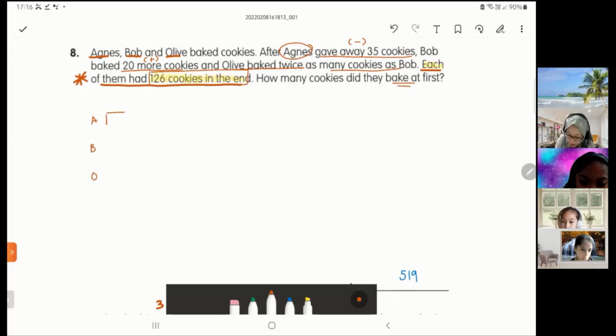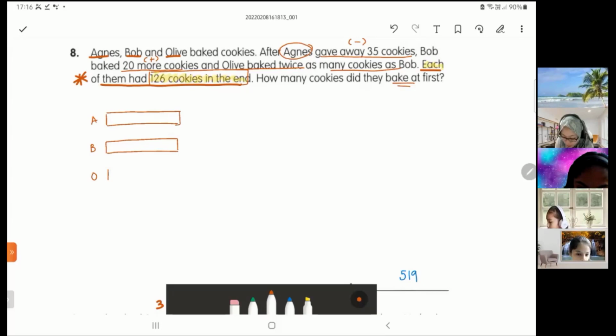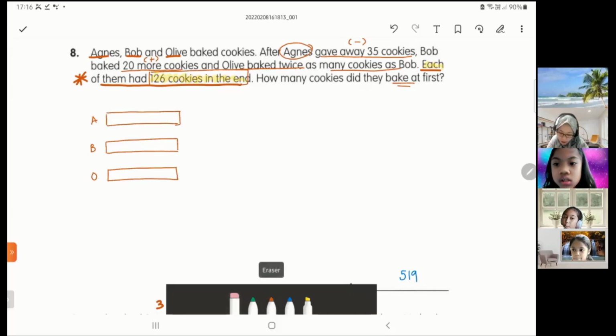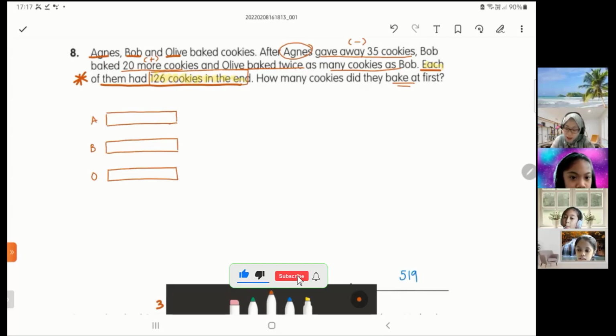Okay, so Agnes, and then you have Bob, and then we have Olive. So you can see all of them are the same. I try to make them the same. If you're using a ruler, then you can be more accurate than me. Okay, so I have this. They are all the same. All of them have 126 in the end.